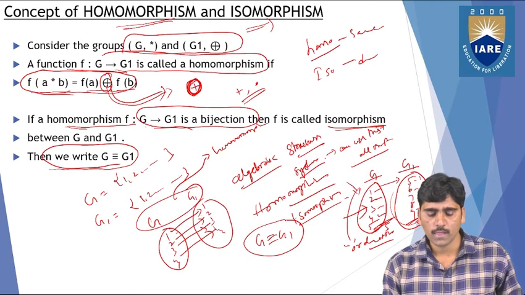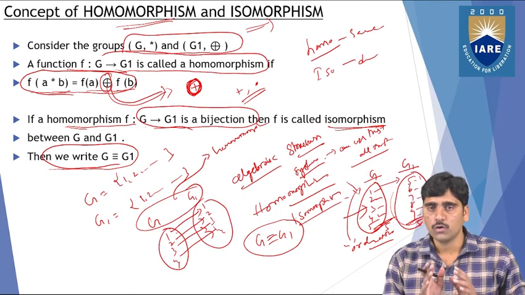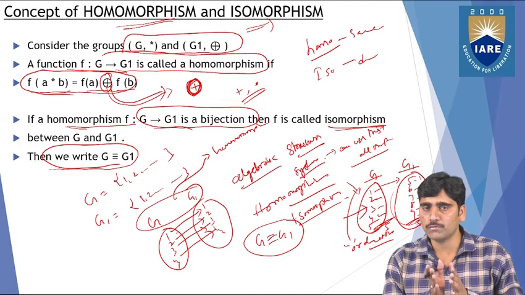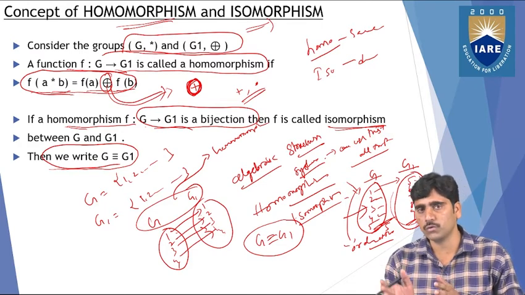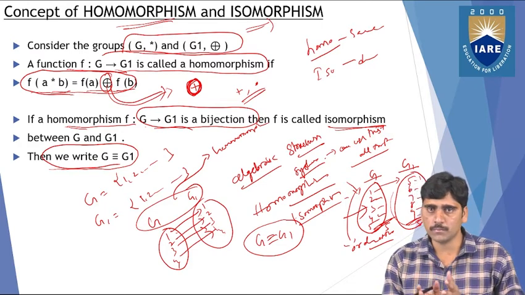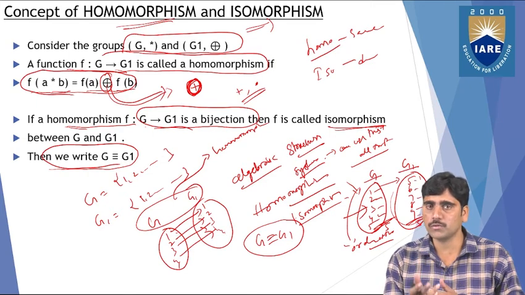So this is the way you can understand homomorphism. Homomorphism means the elements of group G and the elements of group G1 can contain the same elements, and it satisfies f of a plus b equals f of a plus as well as dot f of b. That means it performs both operations on that group, so that it is said to be a homomorphism, right?